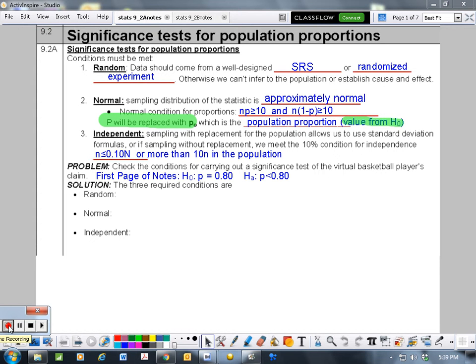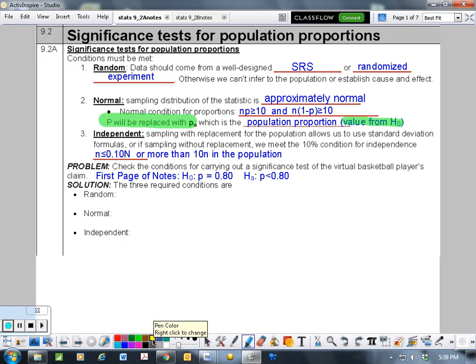Okay, so we're going to move into section 9.2, and we're going to look at our actual significance tests and how we run them. Like our confidence intervals, we're going to have some conditions that must be met for our one sample z-test.